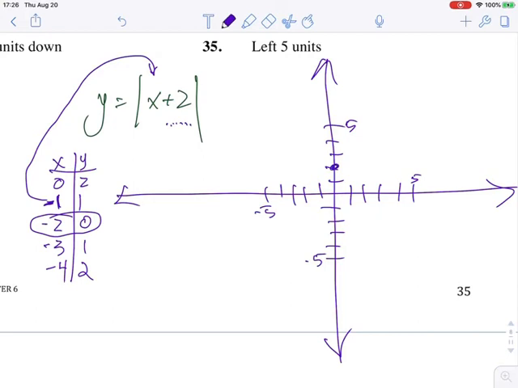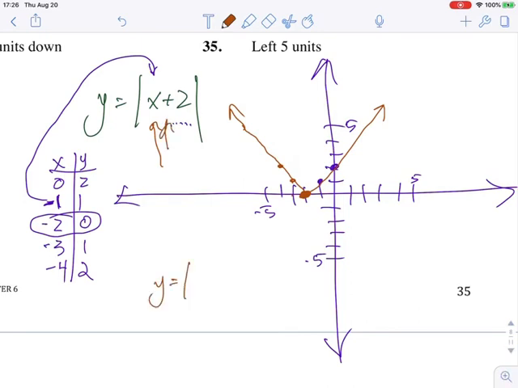So let's graph all these. Well, here's 0, 2. Here's -1, 1. Here's -2, 0. Bang. That is the vertex of the absolute value. Then -3, 1 and -4, 2. That is why when you have a plus on the inside of the absolute value, it shifts it left. Why? Because the x needs to be negative to have a y value of 0. Or you just memorize its opposite. This is just left 2.